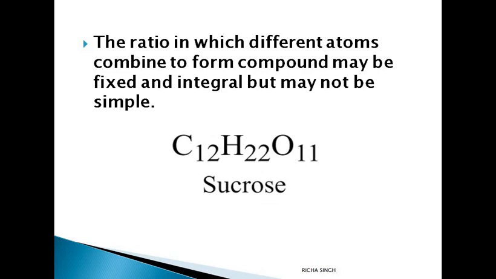The next drawback is that the ratio in which different atoms combine to form a compound is fixed, it is integral, but it may not be simple. For example, this is a sucrose molecule or cane sugar molecule. It contains 3 elements, that is carbon, hydrogen and oxygen, and the ratio is 12:22:11. It is integral, it is a whole number, but the ratio is not simple. So these were the drawbacks of Dalton's theory.